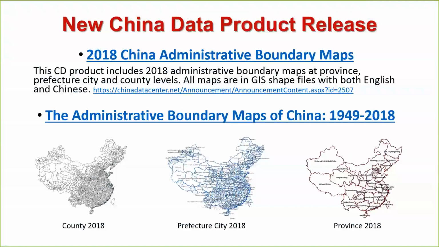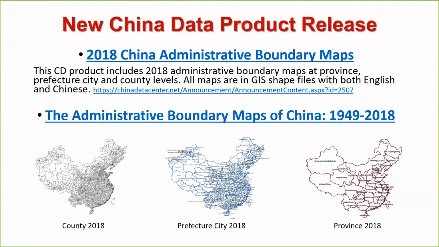Before my presentation on the new development of the China GIS4, I'd like to make a very brief announcement on the new release of our China data product: the 2018 China Administrative Boundary Maps. This new product includes 2018 boundary maps at the province, prefecture, city, and county levels.